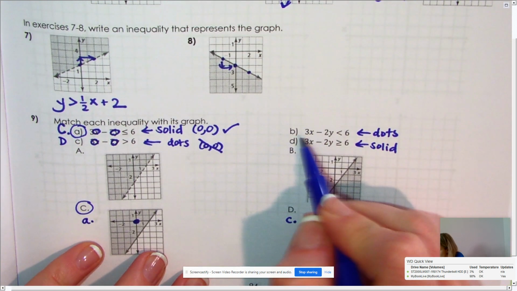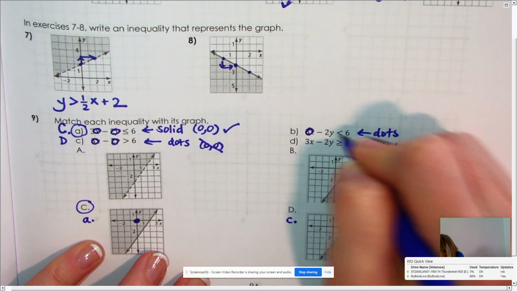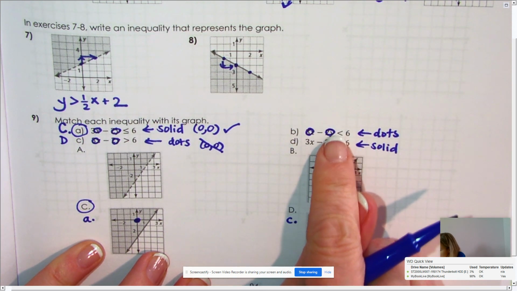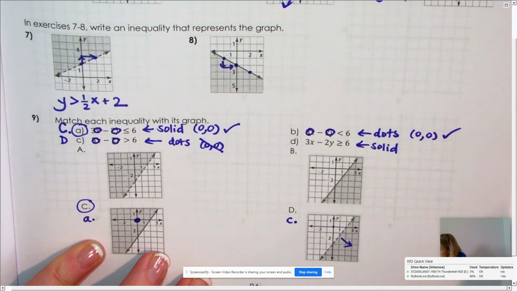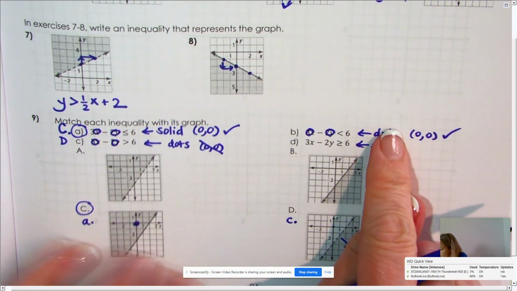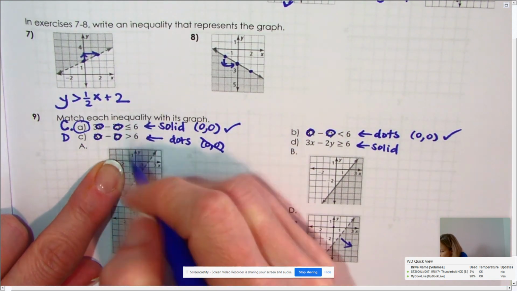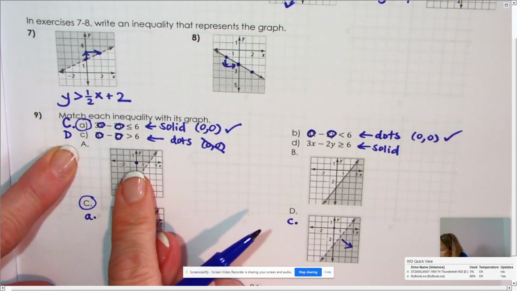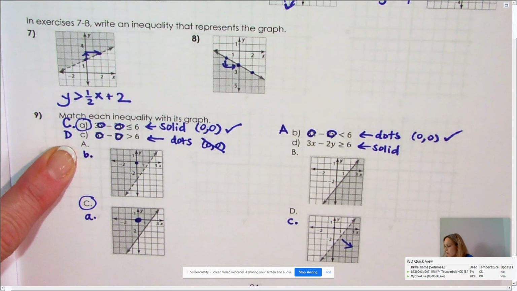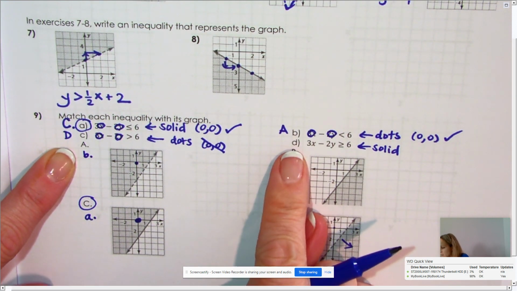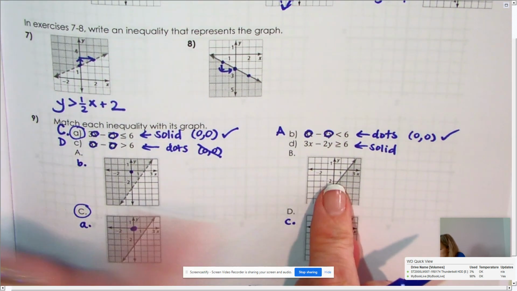All right, letter B over here, if I plug in 0, 0, 0 minus 0 is 0. Is 0 smaller than 6? Yes, it is. So 0, 0 is included. So I'm looking for a dotted one that does have it included. So that would be letter A. So I'm going to put a baby B, and I'm going to put a capital A next to that one. And then letter D would have to be this last one.